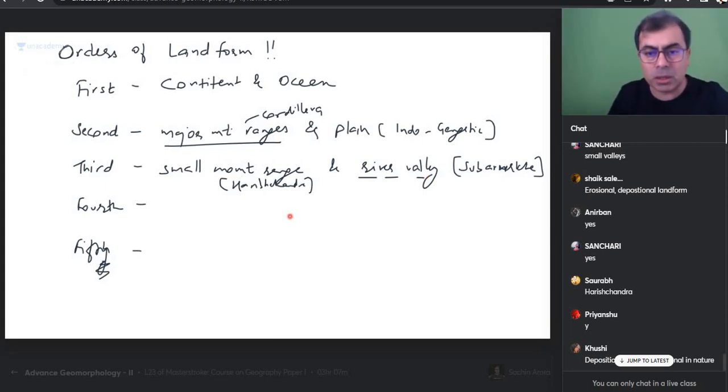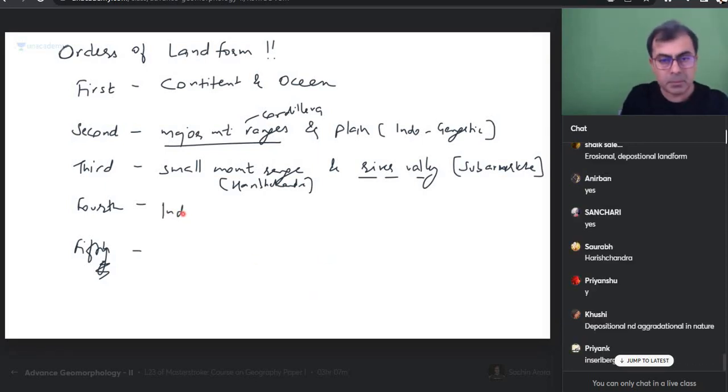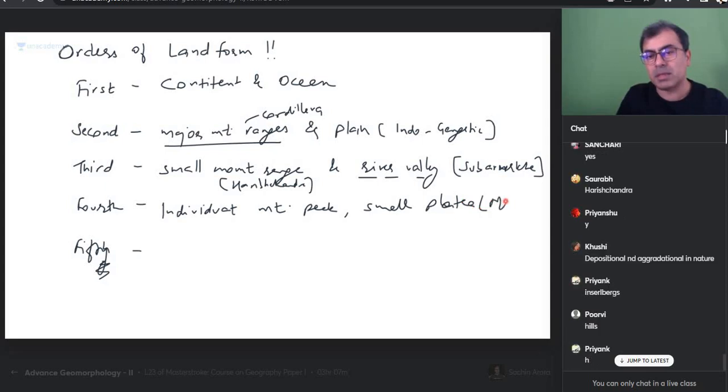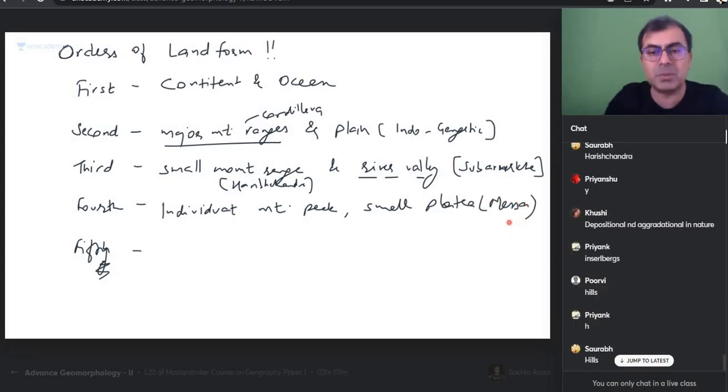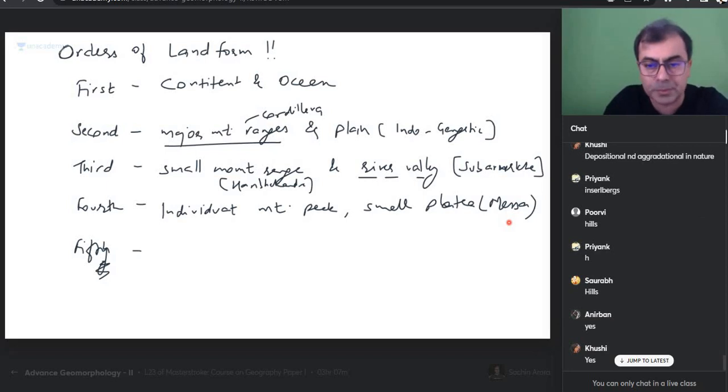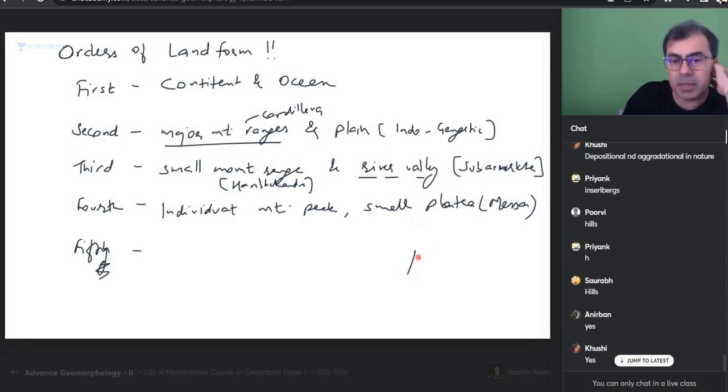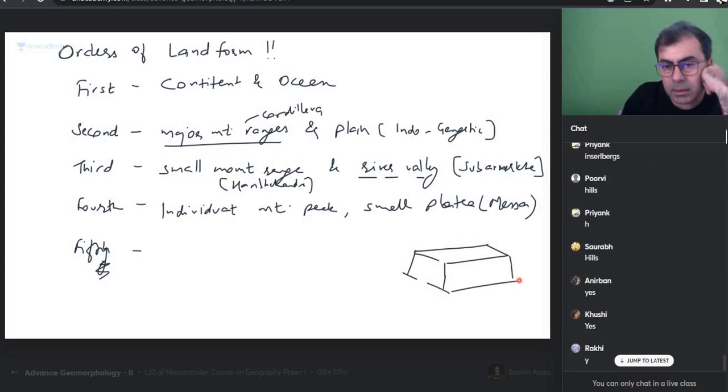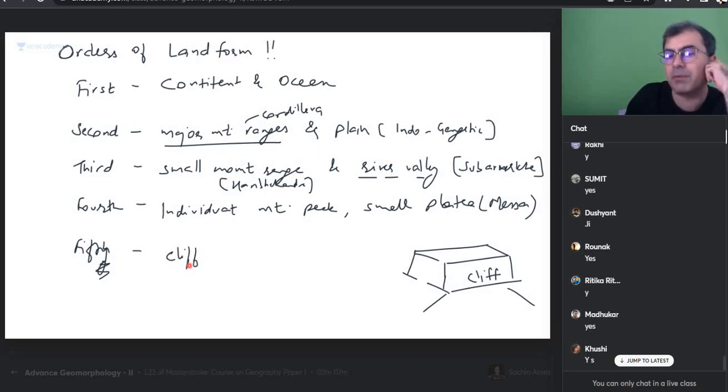Get that? What is the fourth order relief? So when exogenetic forces are working on that, there are individual mountain peaks, small plateaus. You have heard of mesa and butte, as we said, from Spanish, set out, which is still quite big, but there can be smaller ones also. Okay. Now let us look at this plateau. Everyone, let us look at a small plateau. Is everyone okay? Can I say this wall is a cliff? So fifth order relief is a cliff. Do we get that? Fifth order relief is a cliff.